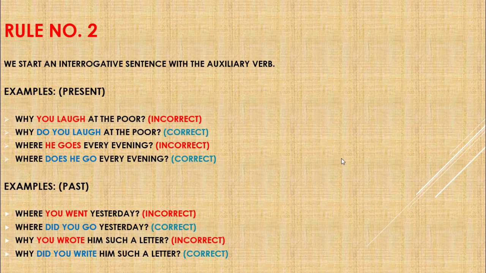Let's have a look at the examples of past tense. The first example, where you went yesterday, is incorrect because it is not starting with the auxiliary verb. The correct sentence is, where did you go yesterday? Because it is starting with the auxiliary verb did.